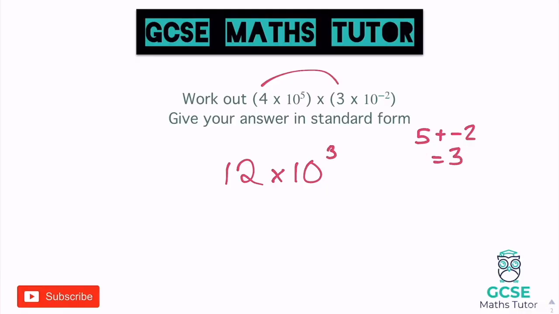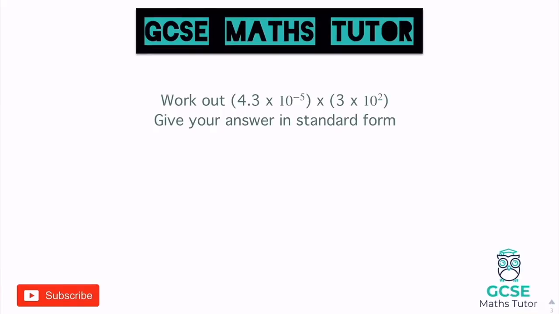And again, we just need to put this in standard form because this 12 is not between 1 and 10. So instead we'll make that one jump smaller, we'll make it 1.2, and to balance that out we'll make the power one jump bigger, so 3 goes up to 4. And there's our final answer, 1.2 times 10 to the 4. One more question before we have a go. So 4.3 times 10 to the minus 5 times 3 times 10 squared, again giving your answer in standard form.